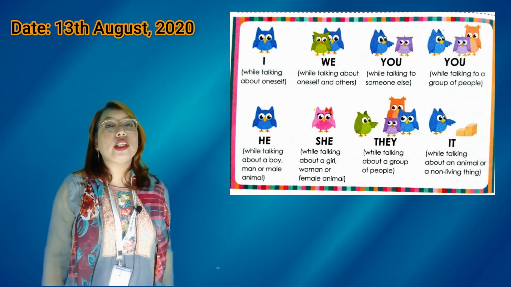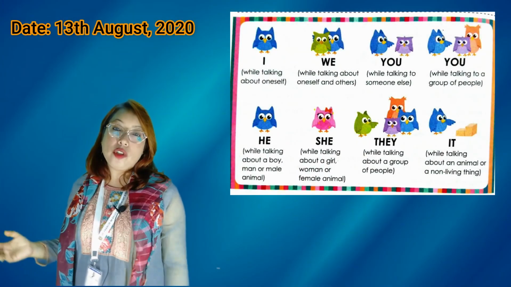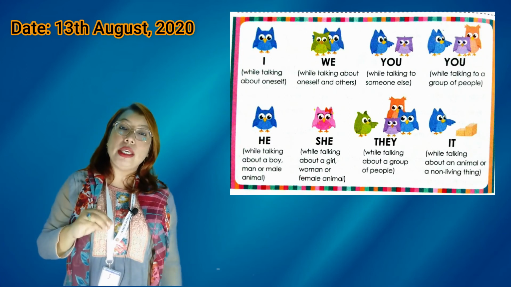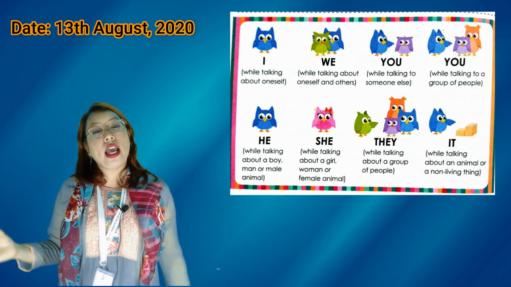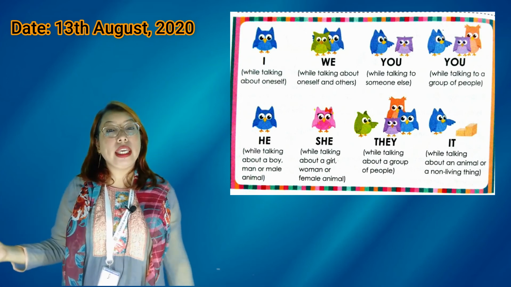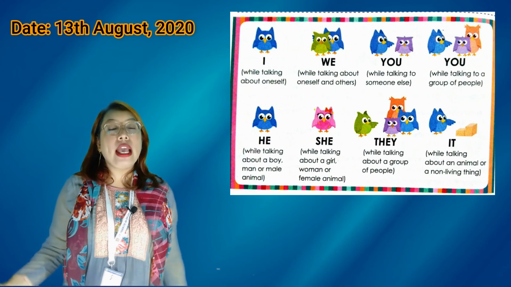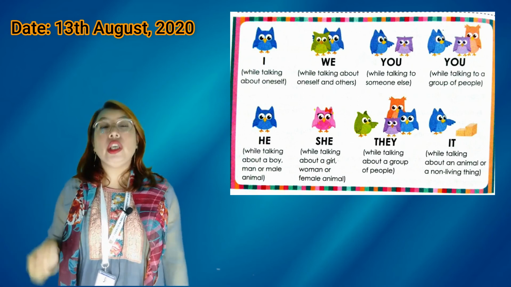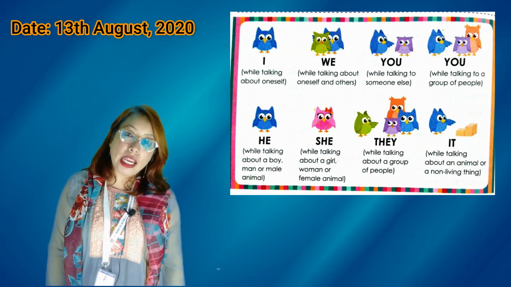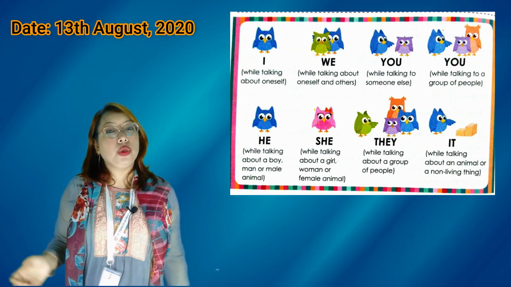In today's class we have seen what subject pronouns are. They are words that are used in place of a noun when the noun is repeating again and again. And what are some examples of subject pronouns? Like I, we, you, he, she, they, it, right? And when to use them.